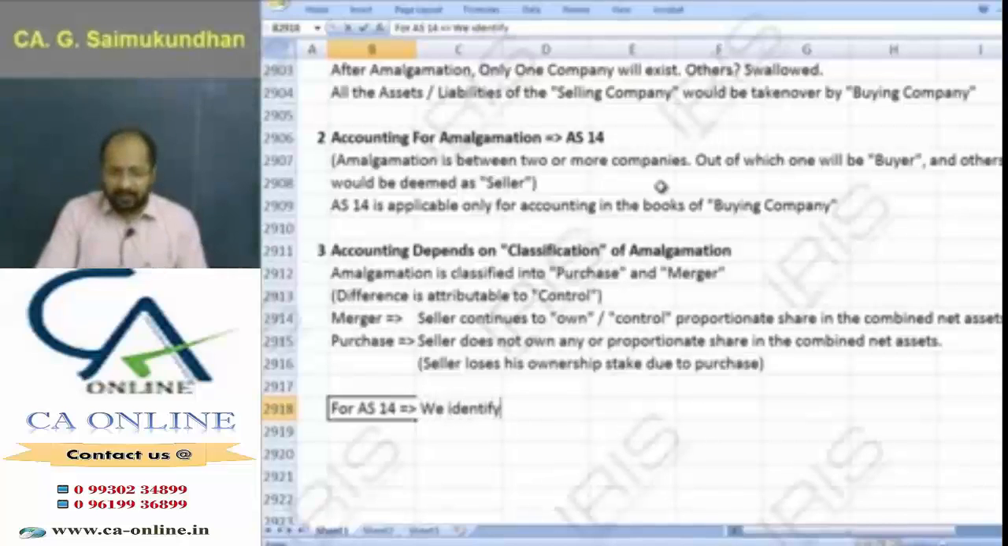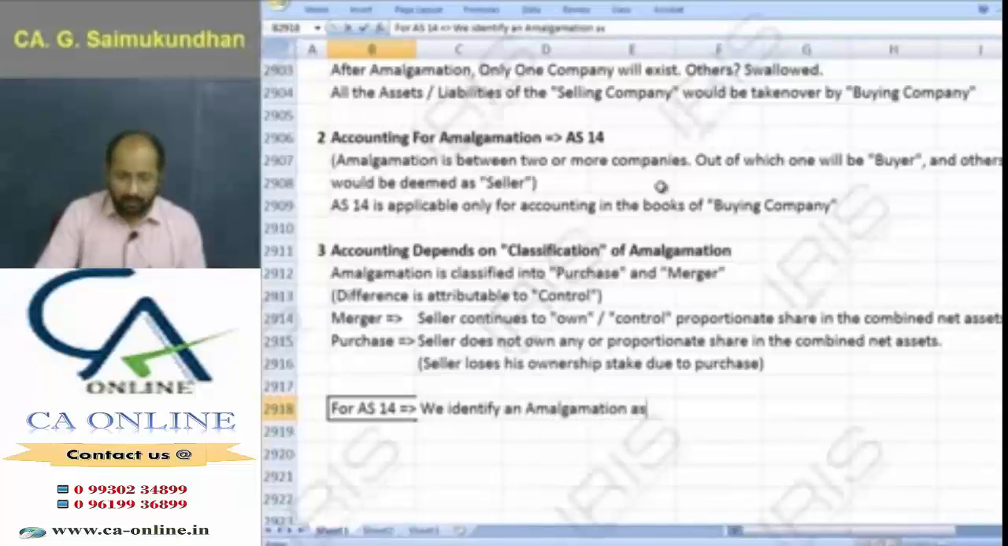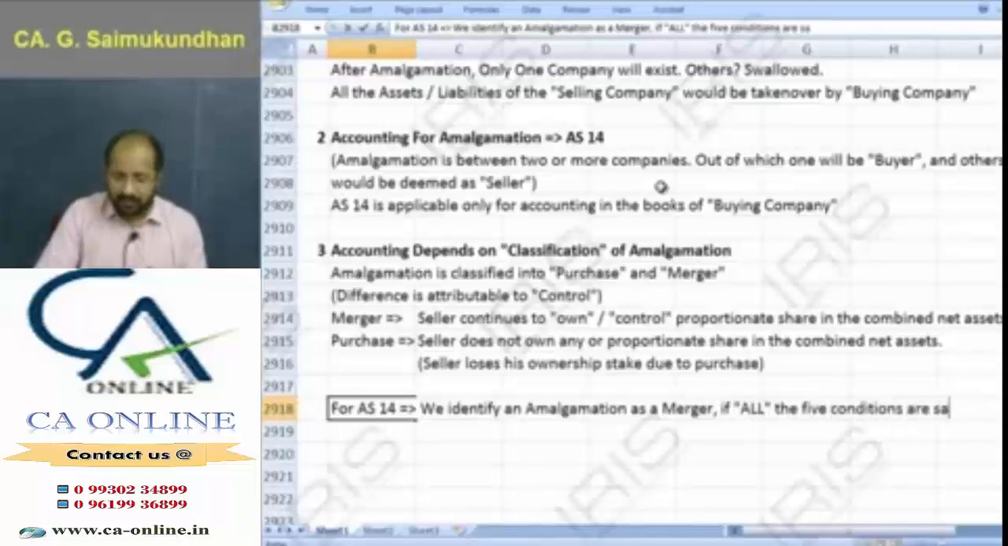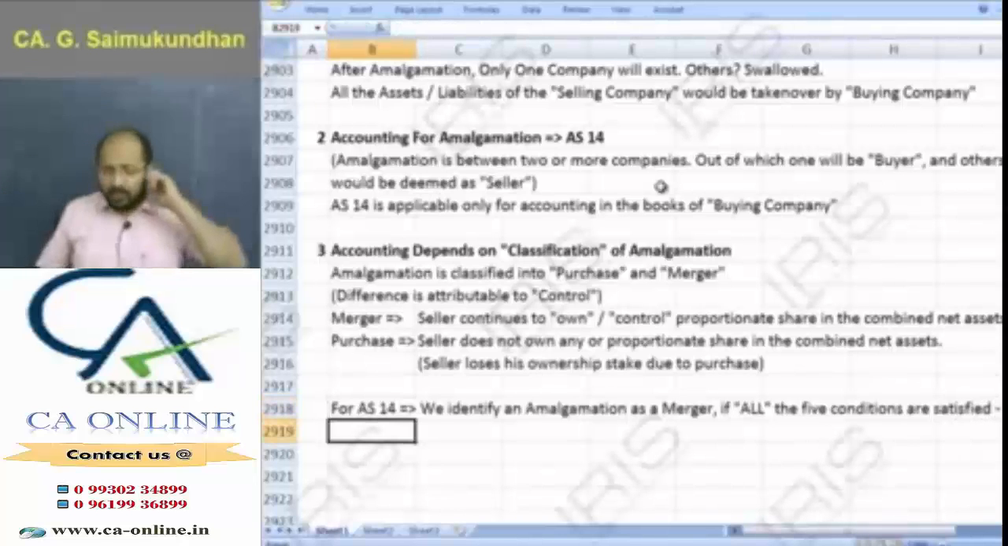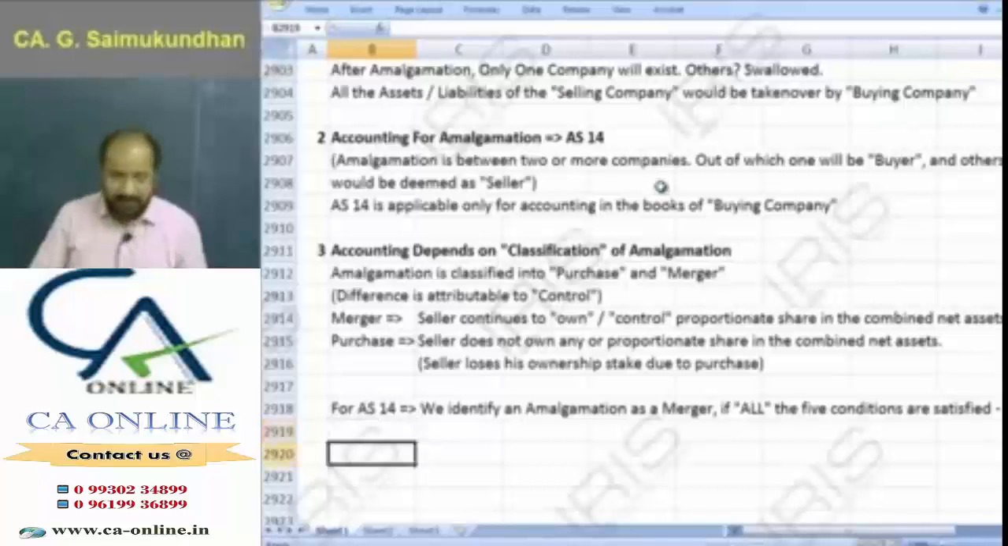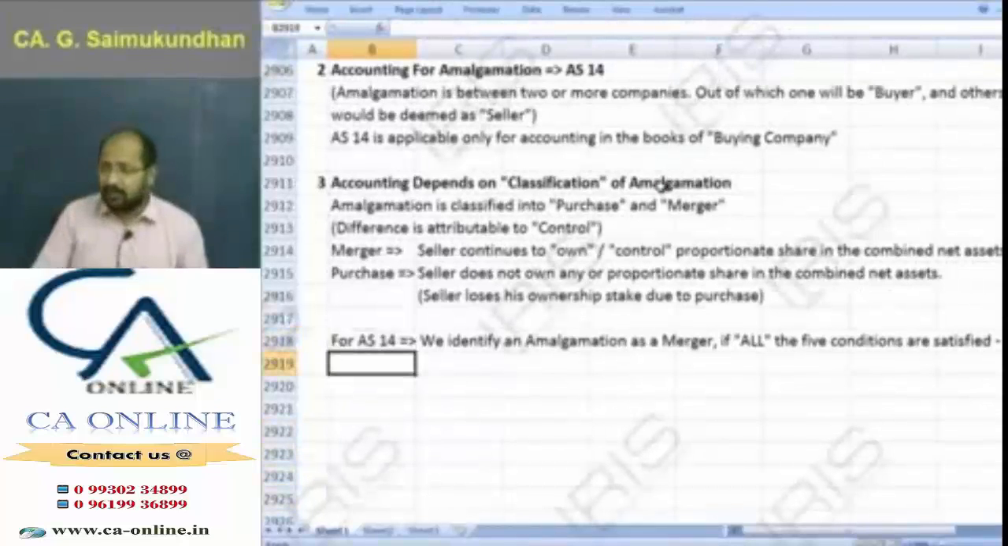we identify something as a merger or amalgamation as a merger if all the 5 conditions are satisfied. We list down 5 conditions. We'll go about knocking them off one by one and then proceeding further. Condition number 1.